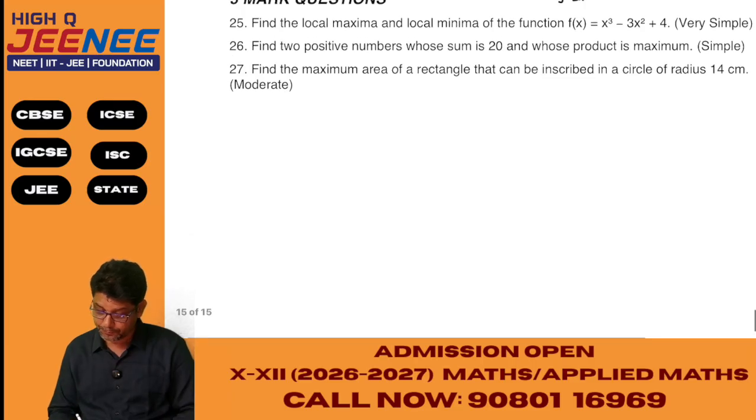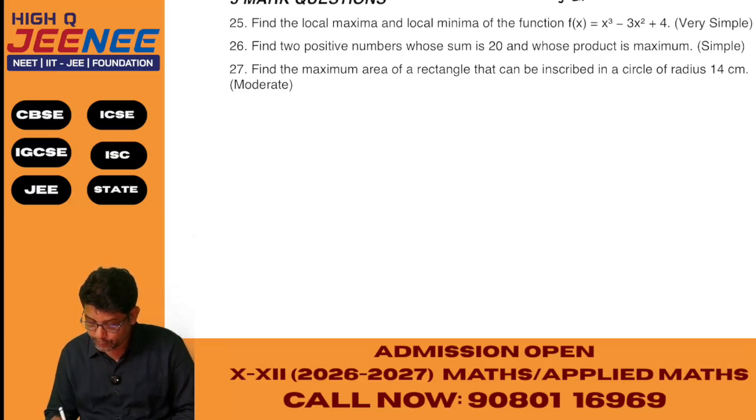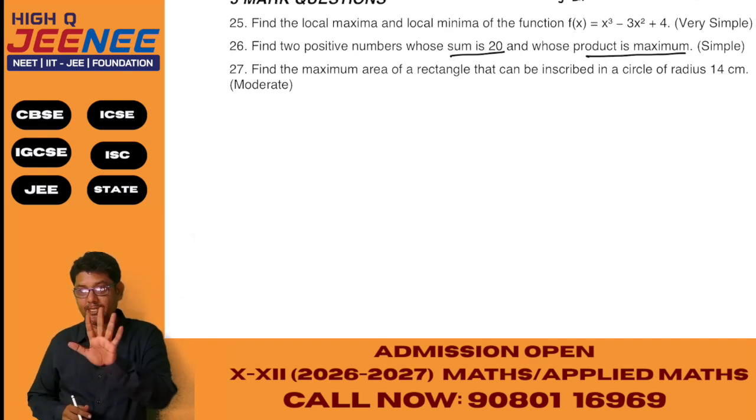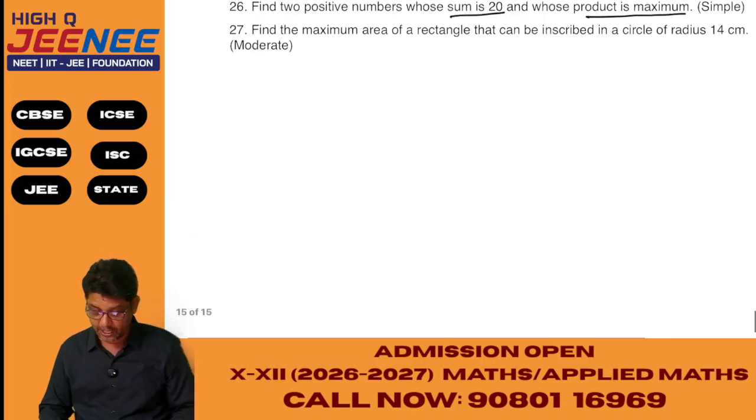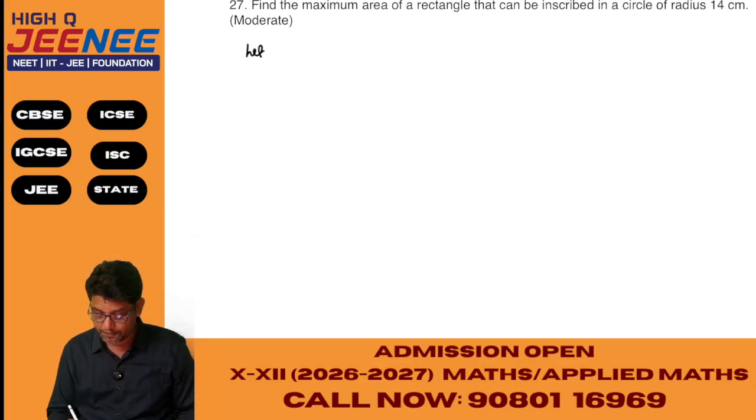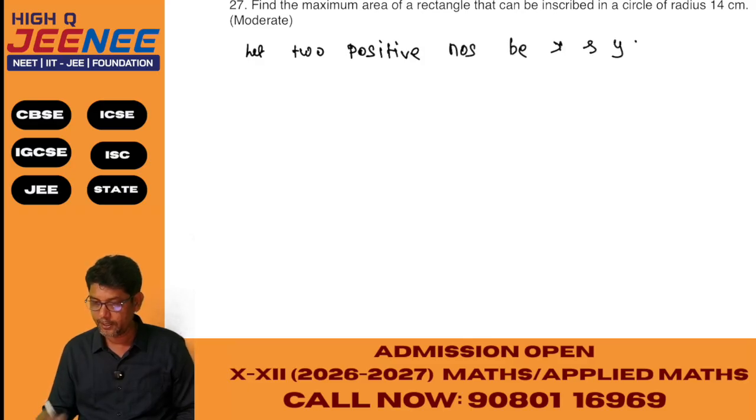Now listen here. Find two positive numbers whose sum is 20 and whose product is maximum. So here one condition is given: the sum is 20, and we have to check the maximum for the product. Let us consider the two positive numbers to be X and Y.